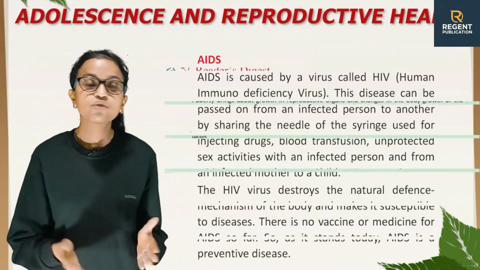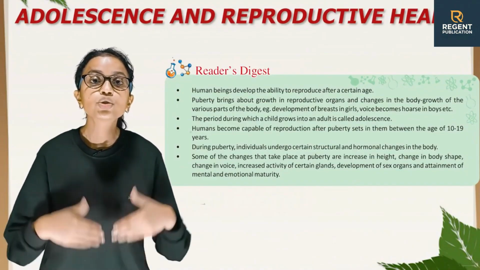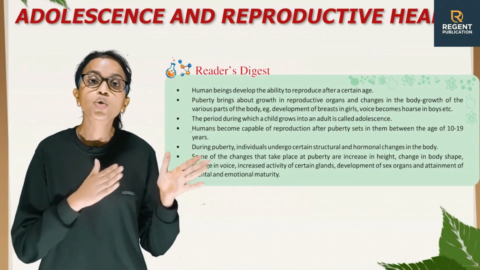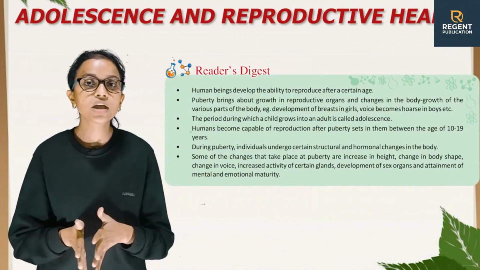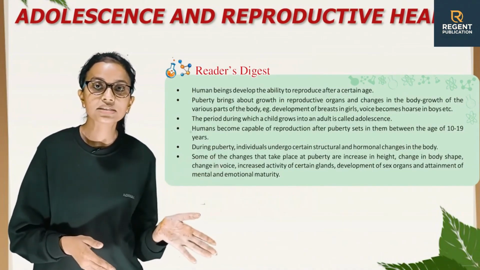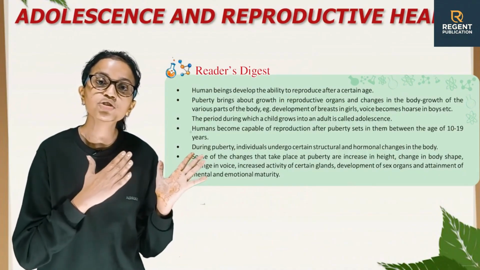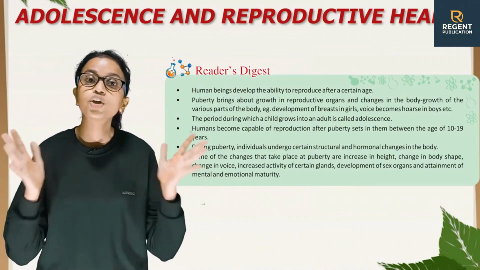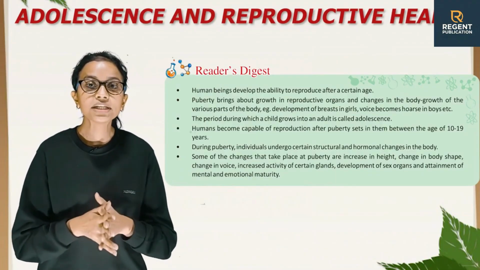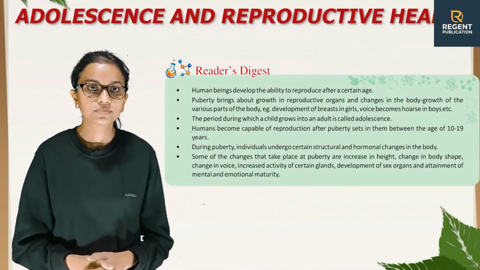So students, it's time for Reader's Digest. Human beings develop the ability to reproduce after a certain age. Puberty brings about growth in reproductive organs and changes in the body, the growth of various parts of the body. Example, development of breast in girls, voice becoming hoarse in boys, etc. The period during which a child grows into an adult is called adolescence. Humans become capable of reproduction after puberty sets in between the age of 10 to 19 years.